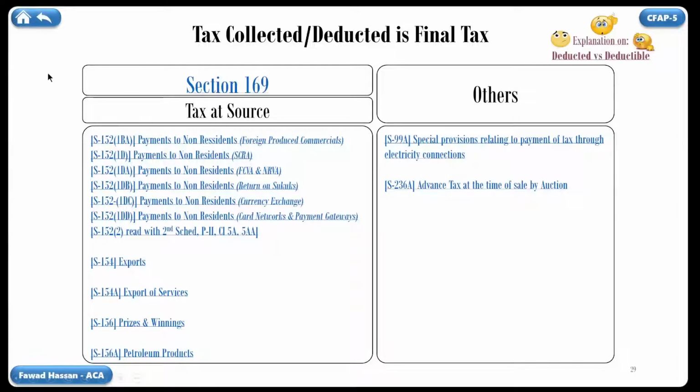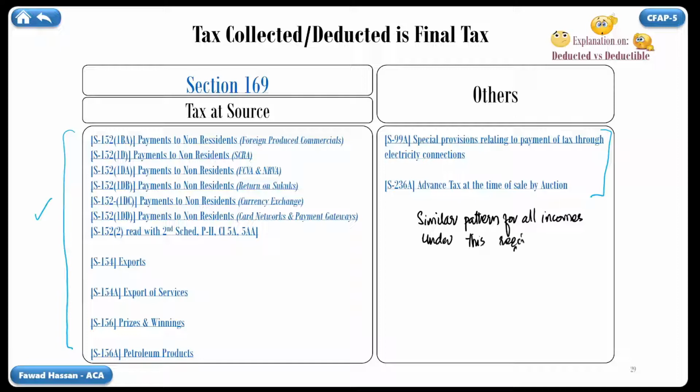This section gives us a list of those sections where tax deducted is final tax. For convenience, we have already listed those sections on this slide and will talk about each in a separate video. Some sections have been listed in a separate box. That's because these sections follow the same pattern of final tax regime, but have not been included by the income tax ordinance in Section 169. You must understand that all the sections to be discussed under the umbrella of Section 169 have a similar pattern. We will try to understand this pattern with a simple example.